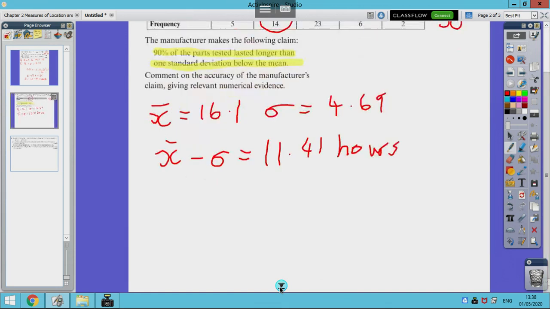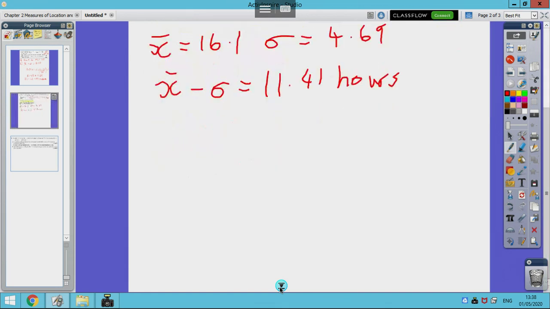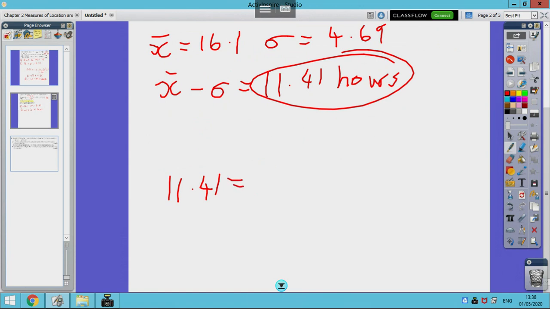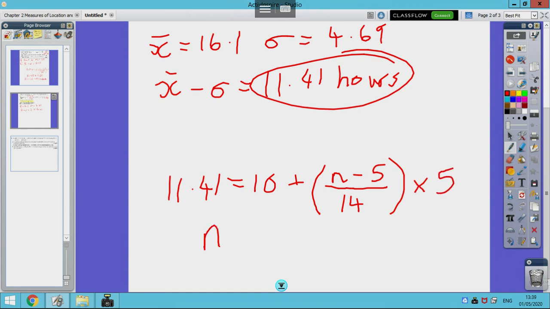So let's have a look at how we can work out the rest of this. We're going to need to use interpolation again, and again we've got our location. So 11.41 hours is equal to the lower class boundary, 10, plus n that we don't know, minus the sum of the frequencies below, which was 5, all over the frequency of the class itself, which was 14, multiplied by the class width, which was 5. Rearranging all of that to find n, you get 8.948.